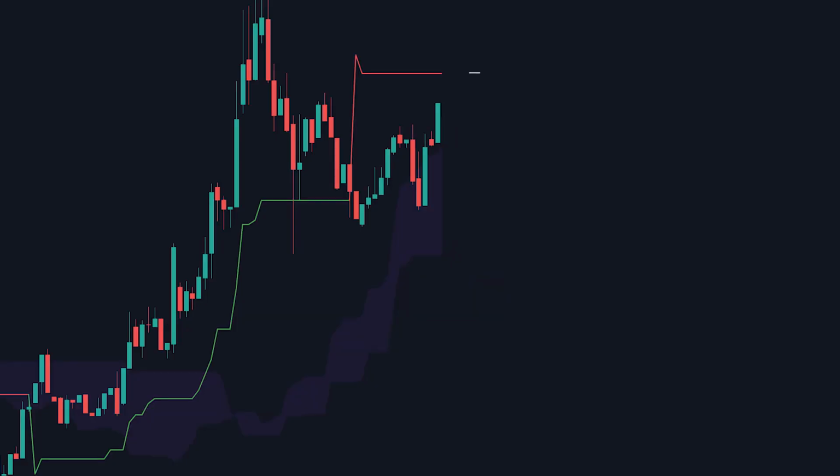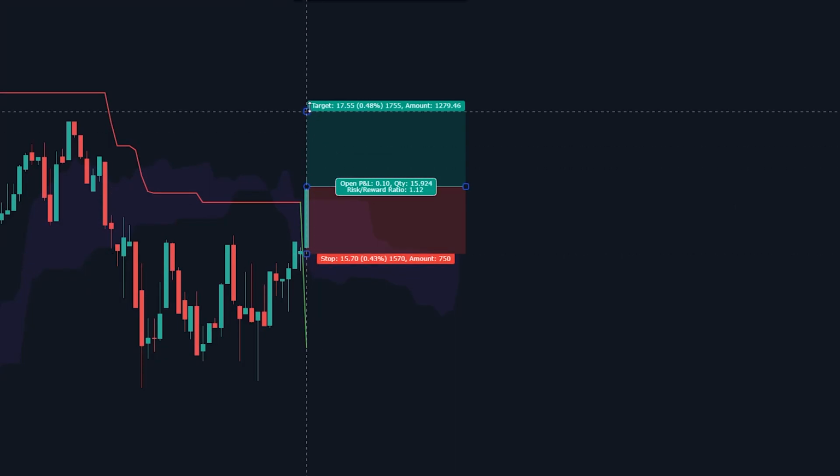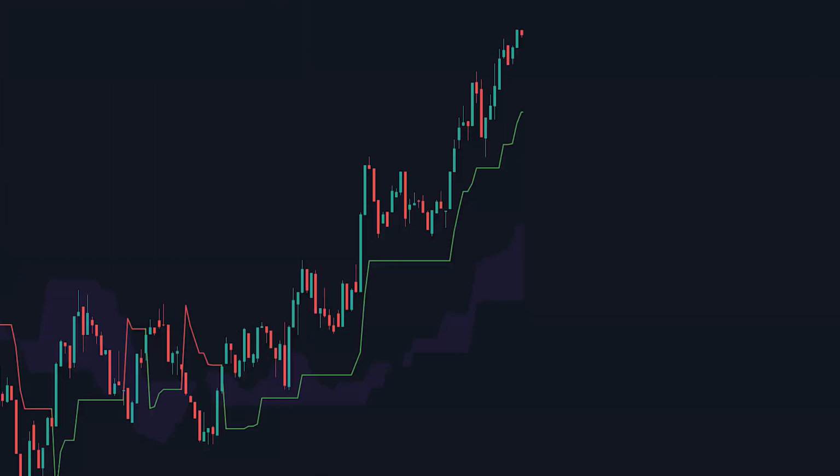Here's the short example. The super trend line is red. We don't enter until the price goes below the Kumo cloud. Once it does, we enter the trade. For exit strategies, you can again do the 1.5 profit ratio, or you can exit the trade once the price goes inside the Kumo cloud.